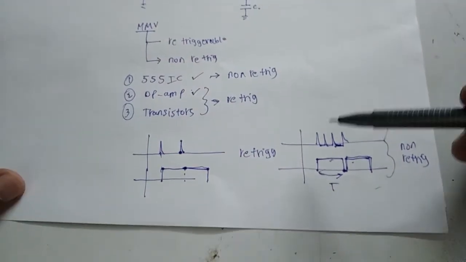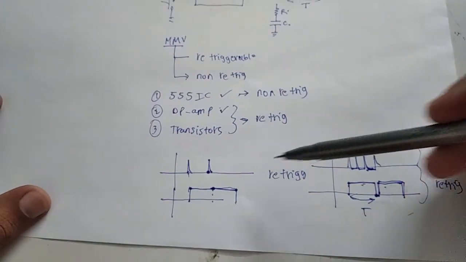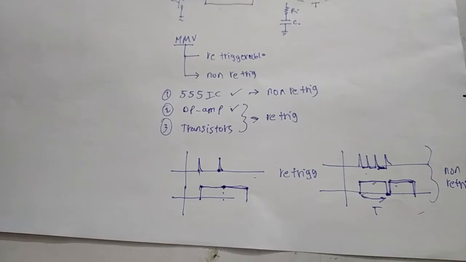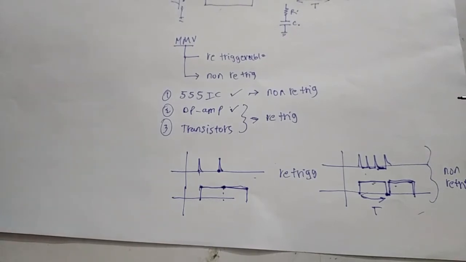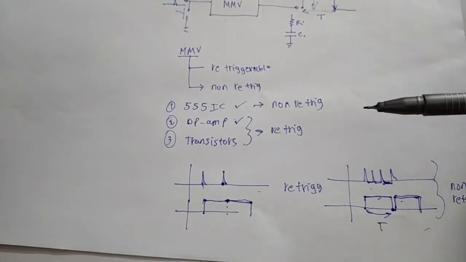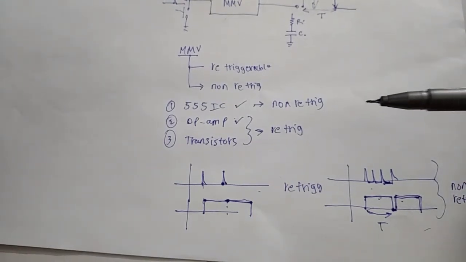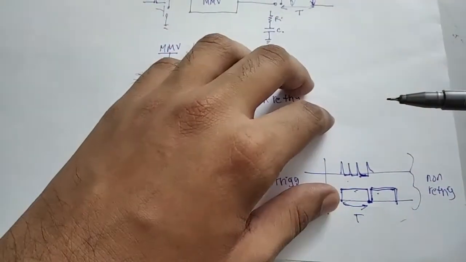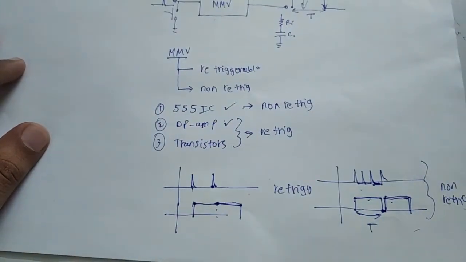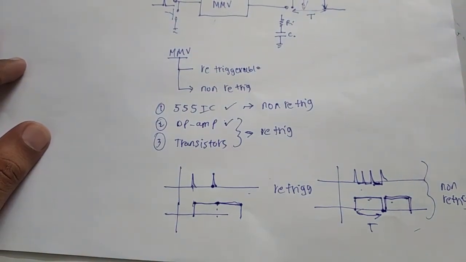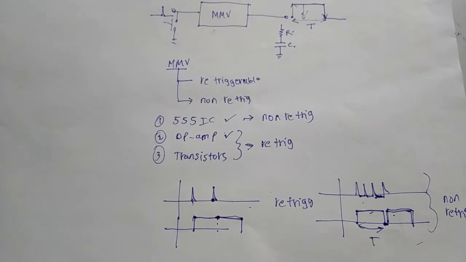Both of these are very useful. They have useful applications in many circuits. Nothing is a disadvantage; there are no disadvantages, only advantages. So we can see in my simulation app how this non-retriggerable function works. So let's get on to the simulation app.